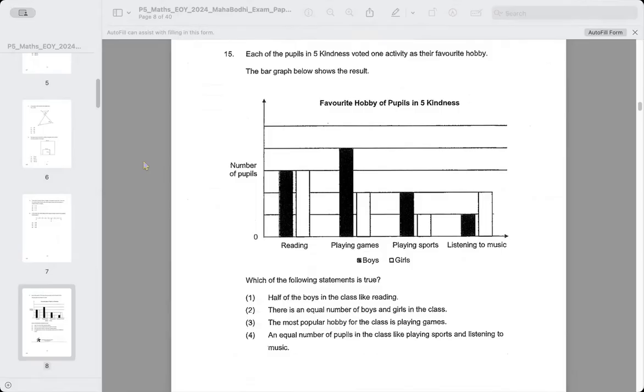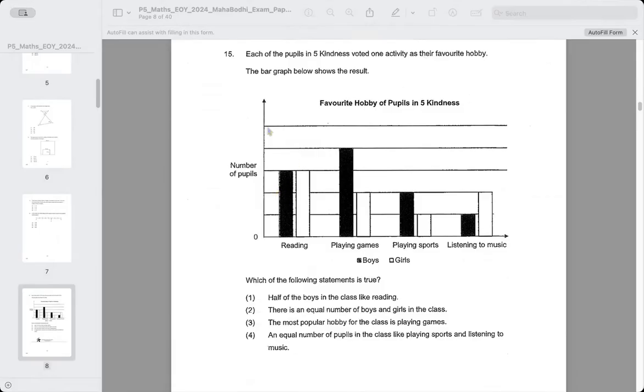Okay, each of the pupils in 5 Kindness voted one activity as their favorite hobby. The bar graph below shows the results. Okay, so here you have the different favorite hobbies and then the number of pupils. But take note here, there's no scale, there's no numbers on the scale here. So we have to determine based on the units, right?